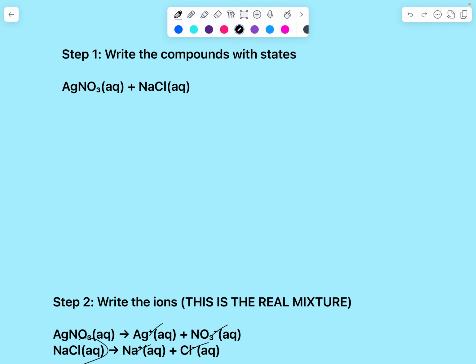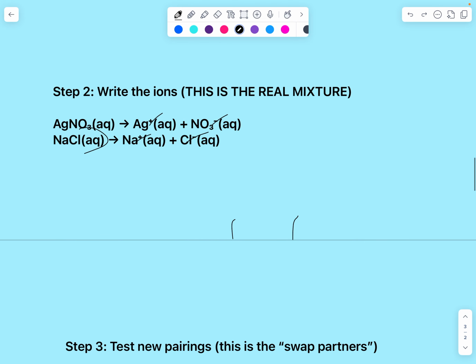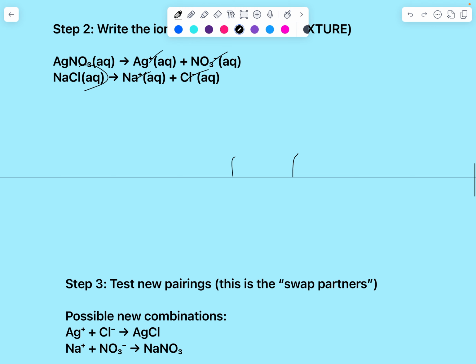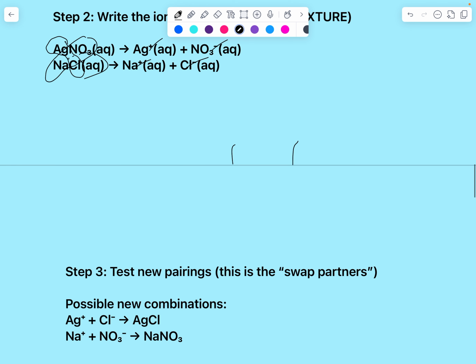So let's look at step 3. We have to test new pairings. This is the swap partners, right? So what we're going to do is swap partners completely, to form the new combinations. So I see Ag, and I know that it's going to go with chloride. It's like diagonal opposites. And then NaNO3. Okay? So this is what we got.